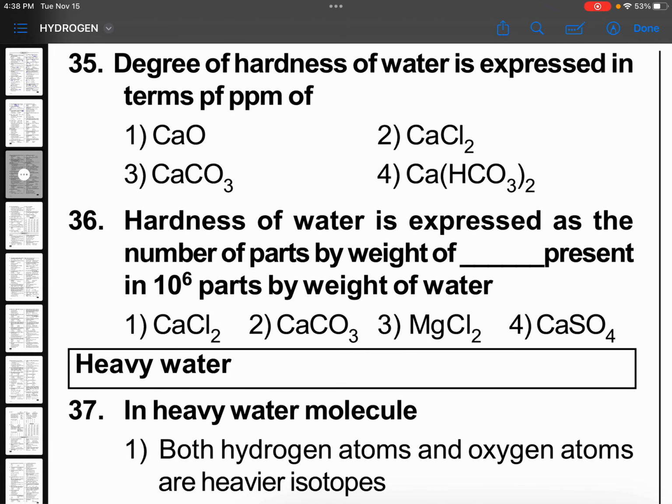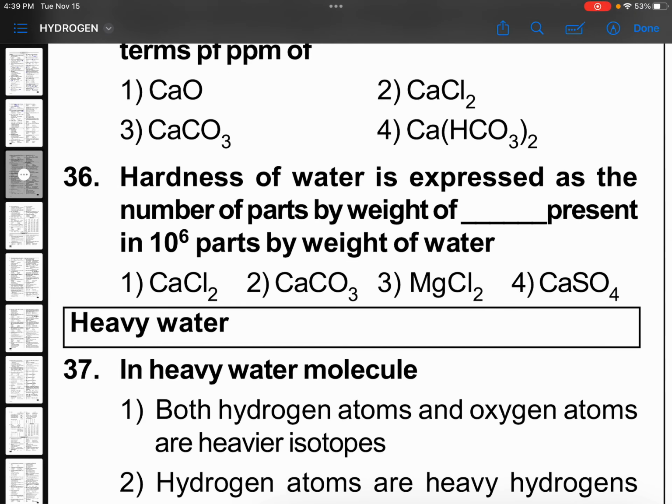Hardness of water is expressed as the number of parts by weight of calcium carbonate. Just now we are discussing questions 35 and 36, which are the same, on calcium carbonate. Actually, the interesting point is that calcium carbonate is not responsible for any type of hardness, but it is measured in terms of calcium carbonate. In order to confuse you, they gave you the options you see: CaCl2, MgCl2, CaSO4. All these cause hardness, but not CaCO3, but it is measured in terms of CaCO3, right?